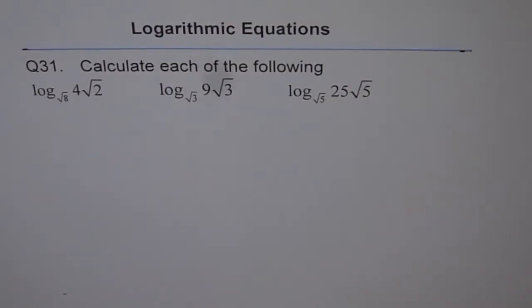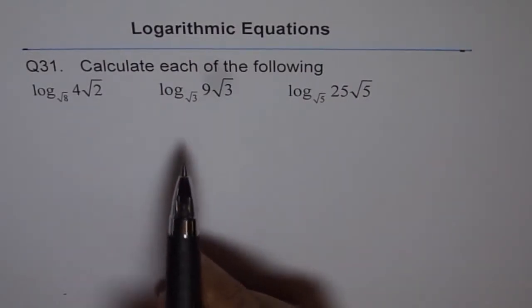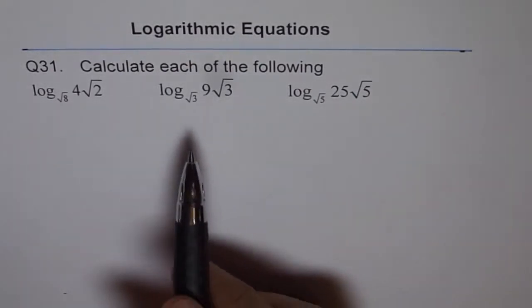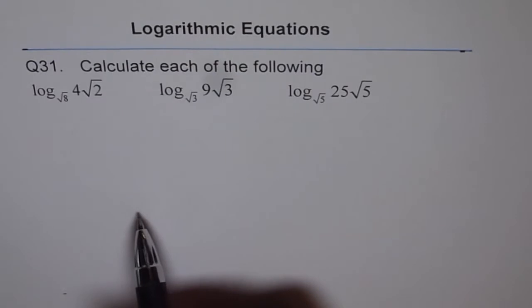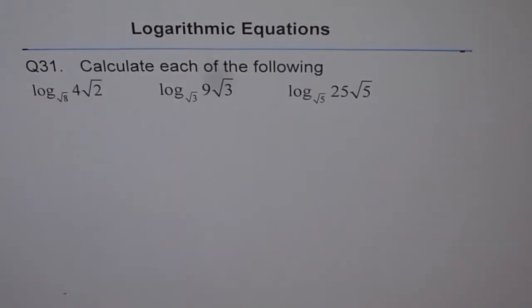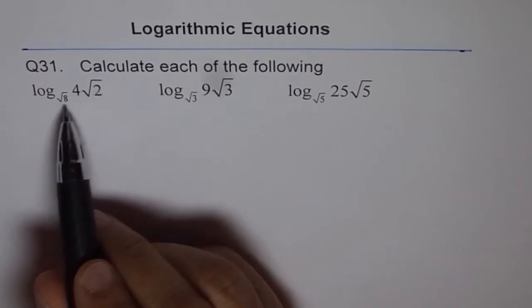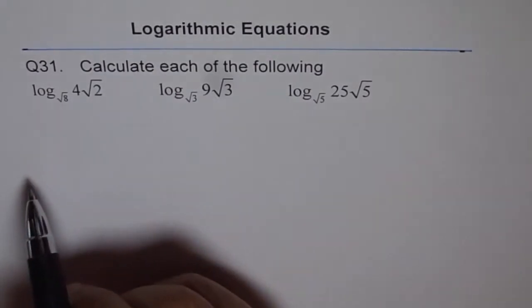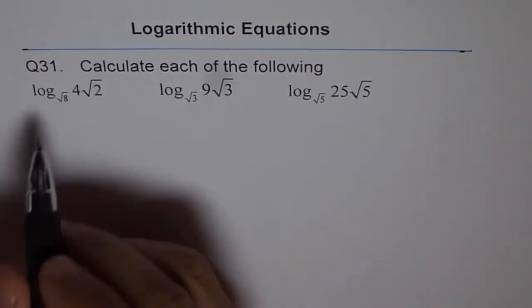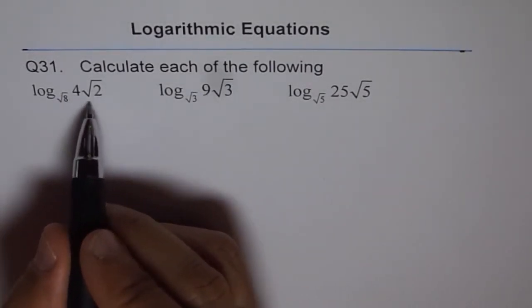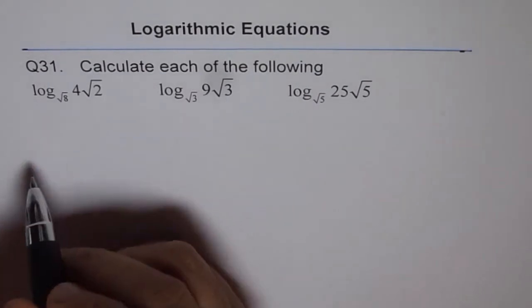Logarithmic equations, question 31. Calculate each of the following. So we still have some expressions here and you need to calculate their values, right? The idea here is to make the argument the same or in the same terms as the base of the function, right? For example, here we have square root of 8. Now we need to put this in terms of square root of 8.